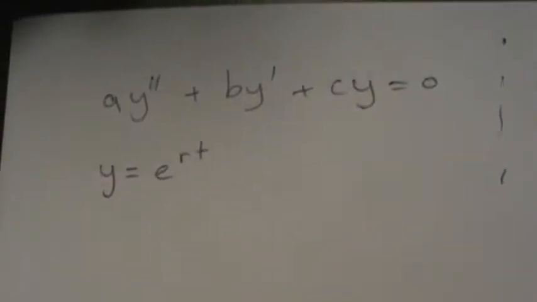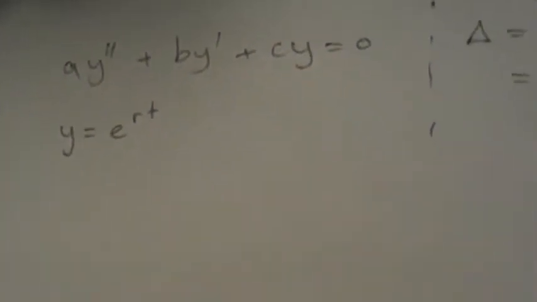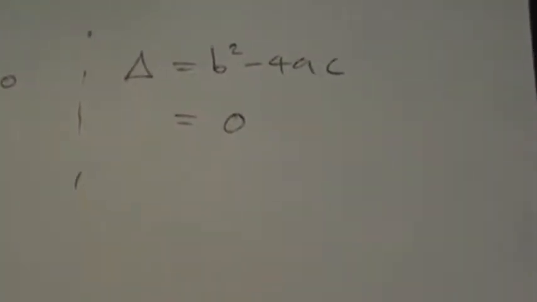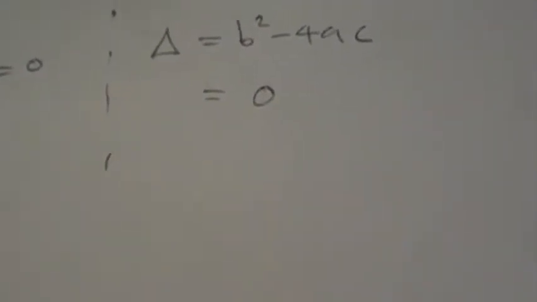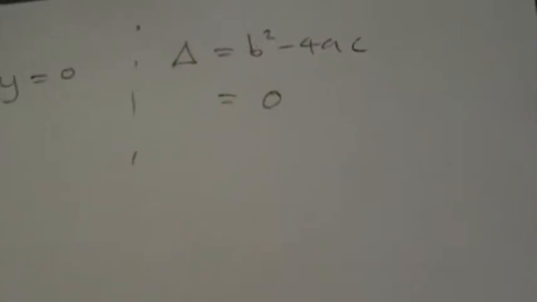So if you look at this and how we're gonna solve this, in this particular case we're gonna assume that the discriminant of the system, which is b squared minus 4ac, is equal to 0. So what do we expect from this? We're gonna expect the result with a double root, basically.